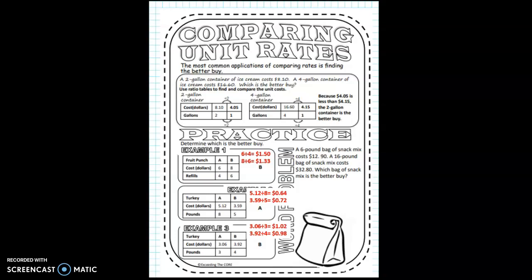Well, we're going to approach this the same way, taking the cost divided by the number of pounds. So $12.90 divided by 6 is $2.15 per pound. $32.80 divided by 16 is $2.05 per pound. Since $2.05 is cheaper, the 16-pound bag is the better deal.